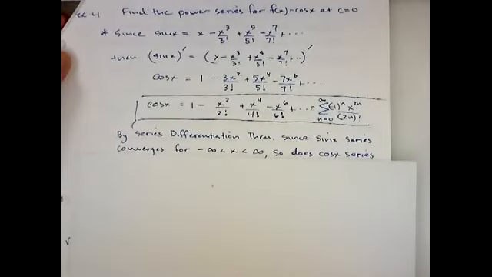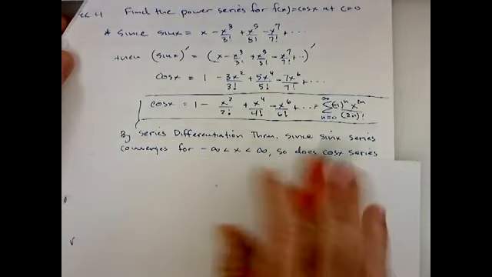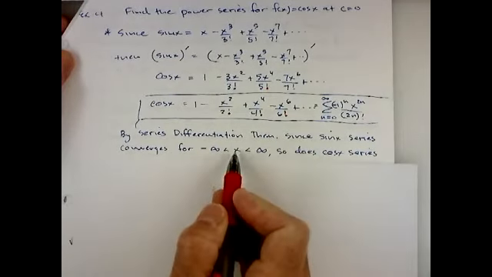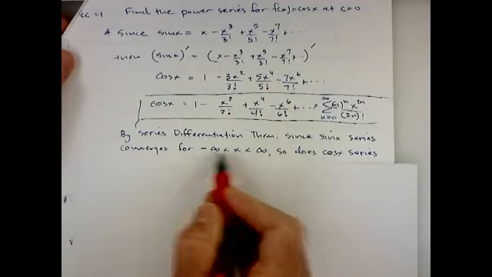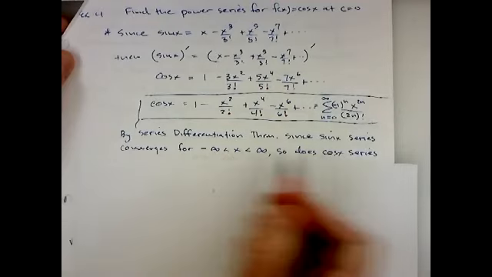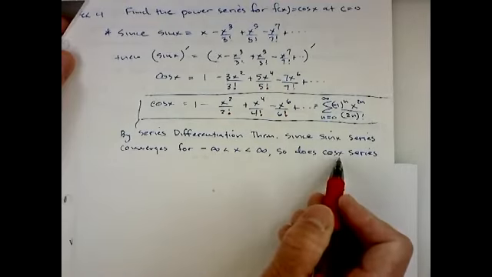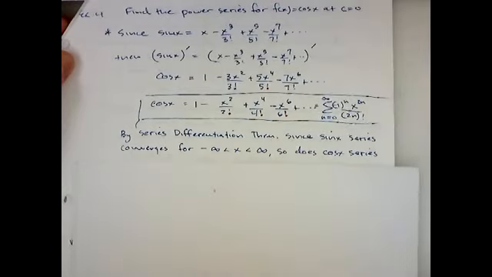Now we also know by the series differentiation theorem we discussed earlier that because the radius of convergence for sine of x was between negative infinity and positive infinity, cosine will too, you're guaranteed. So this converges everywhere.